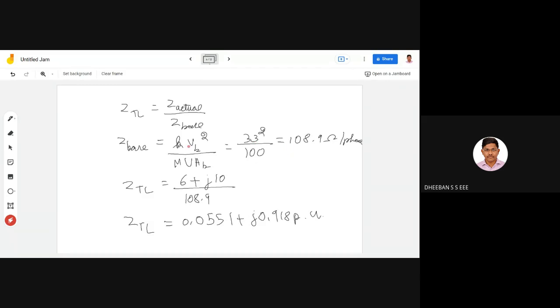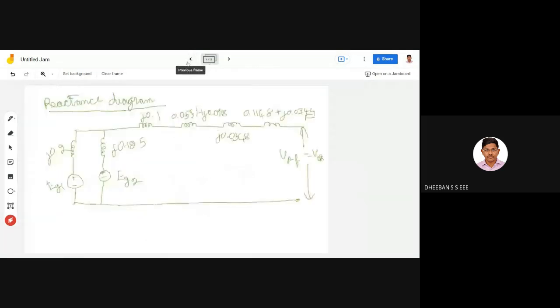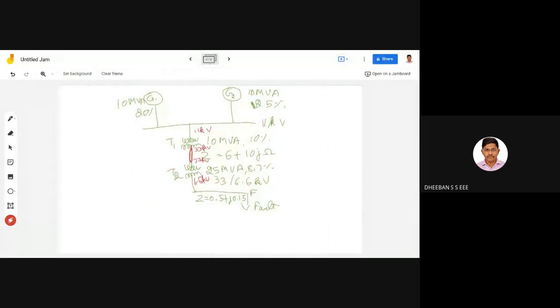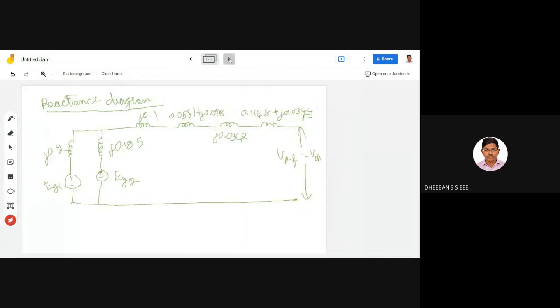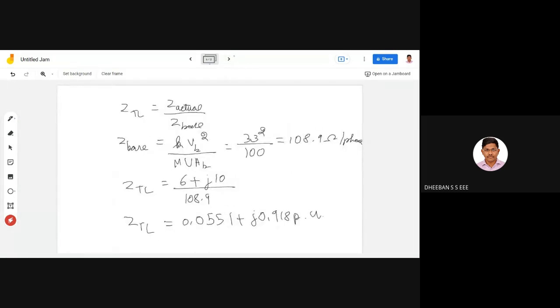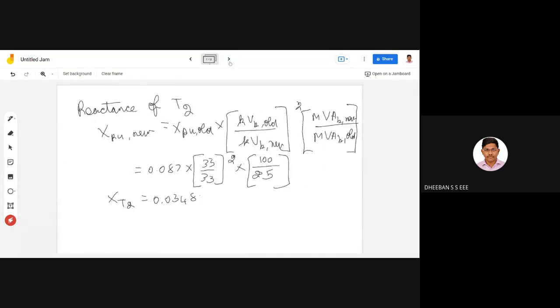You'll get the base value as 108.9, and you substitute this value here. Substituting, you get the reactance for the transmission line as 0.055 plus j0.918 per unit. So this is the transmission line after the jump, corresponding to this section. Next we'll be moving to the reactance of T2.